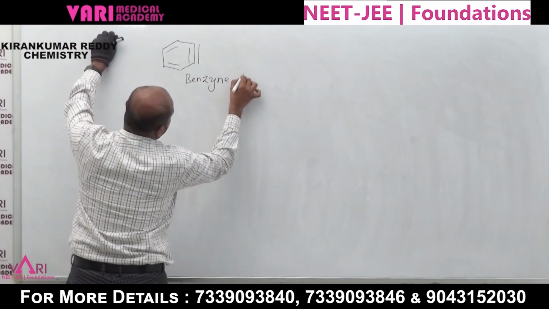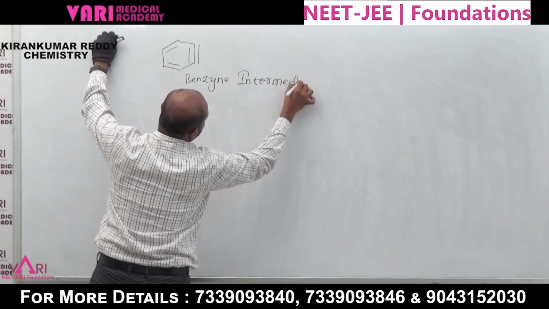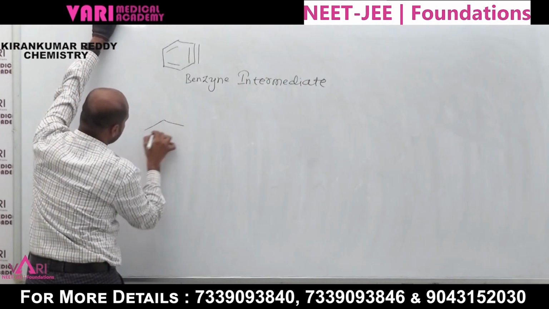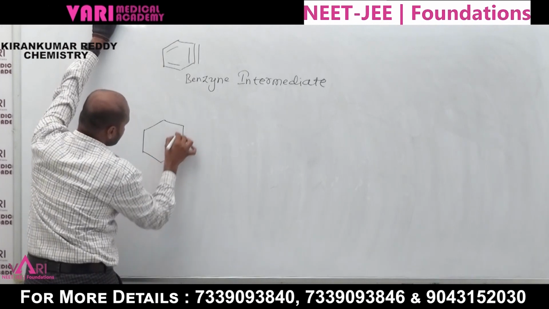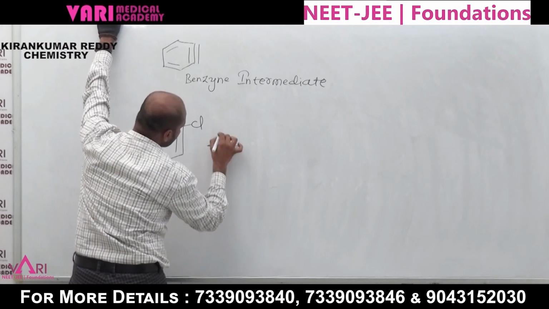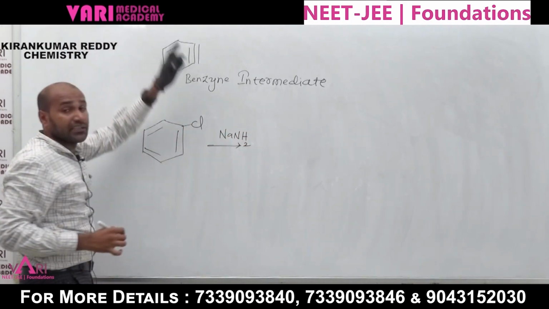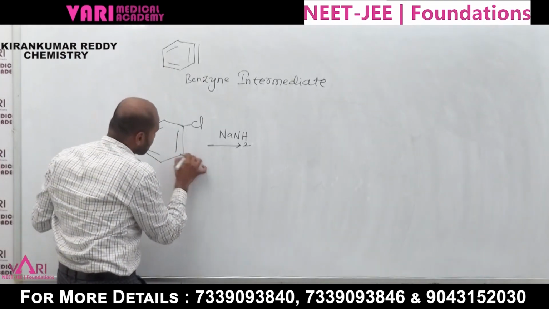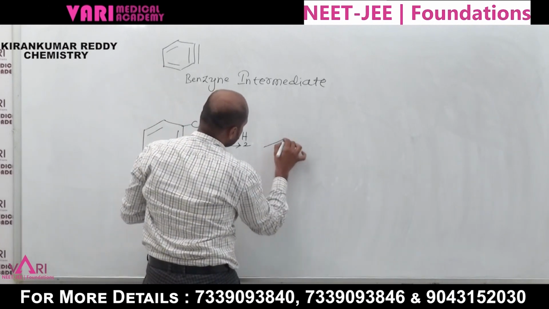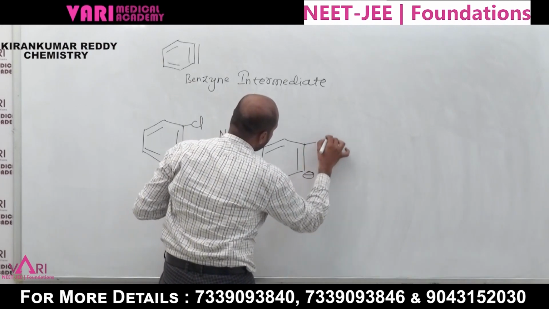How to form the benzyne intermediate? First I am taking benzene, chlorobenzene. This is chlorobenzene. In the presence of sodamide, NaNH2. NaNH2 is the base, to abstract the proton here. Now a minus charge is formed here. Here is the minus charge, and here chlorine is present.